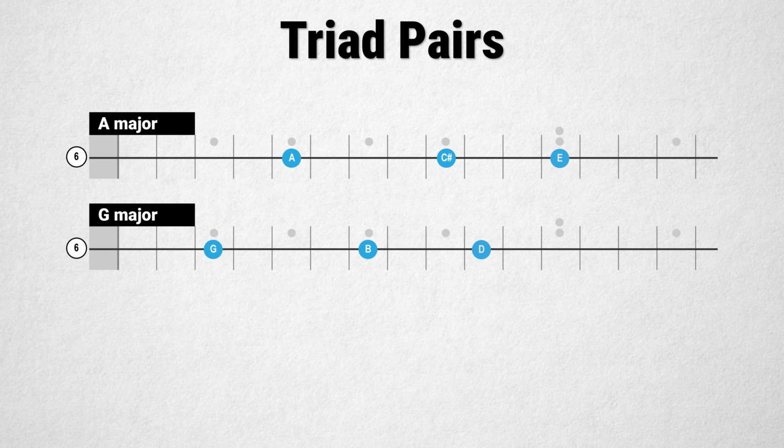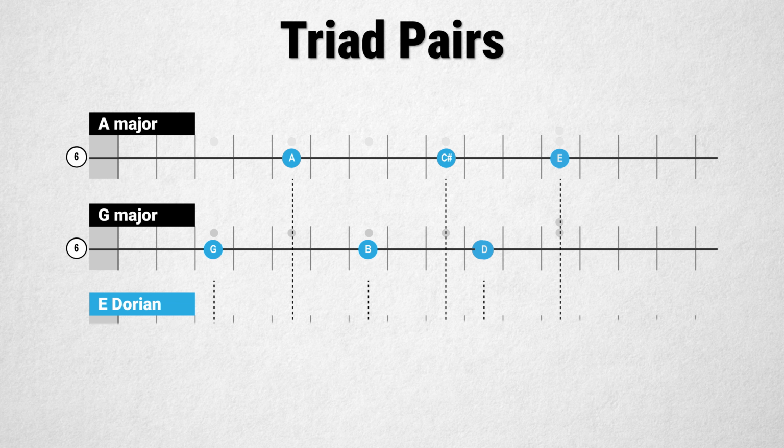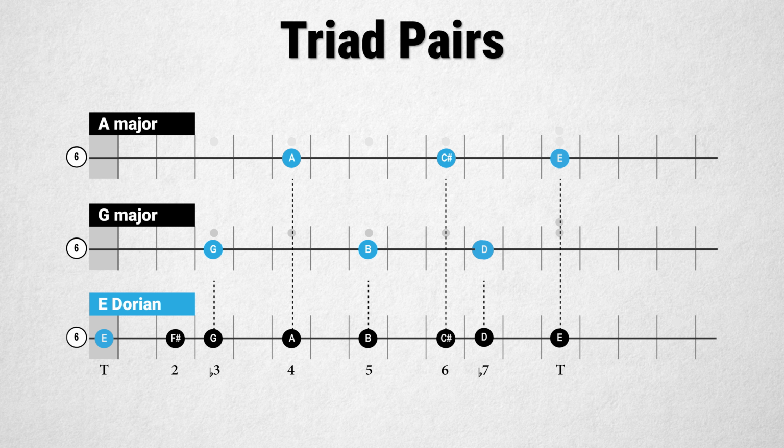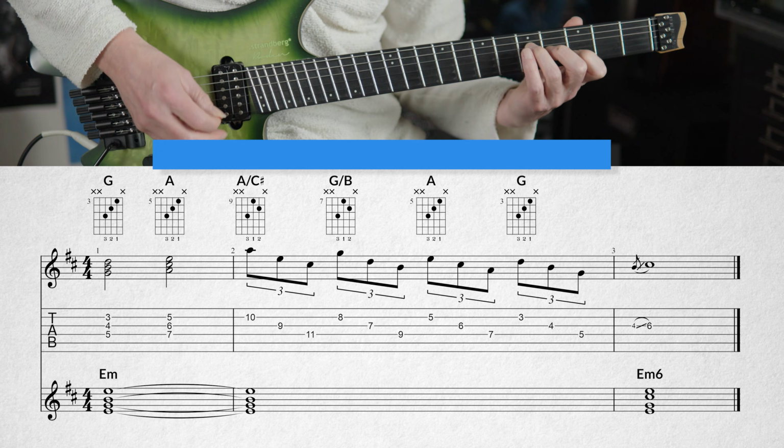Now, the notes of the superimposed triads also outline the type of scale. For instance, when we play the G major and A major triad over an E minor chord, then the notes of both chords outline an E Dorian scale, a minor scale with a natural 6th degree, the note C sharp.